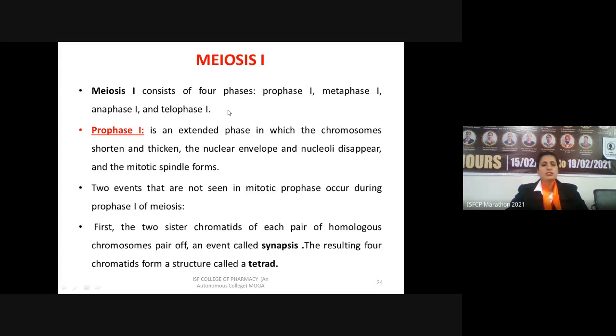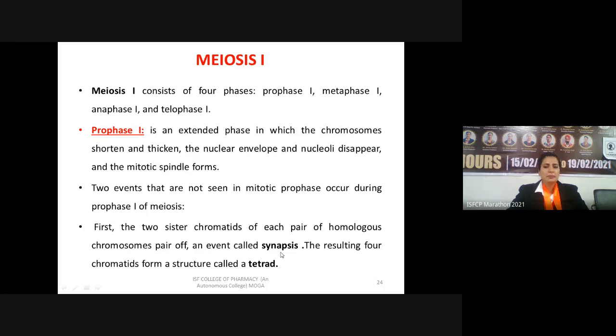So, what happens in prophase 1? In prophase 1, the chromosomes are shortened and thickened, or we can say they become condensed, and the nuclear envelope and nucleoli start disappearing like in mitosis. And further, the formation of the mitotic spindle occurs. But it is different from mitosis in two aspects. First, the sister chromatids of each pair of similar homologous chromosomes pair off. This event is known as synapsis.